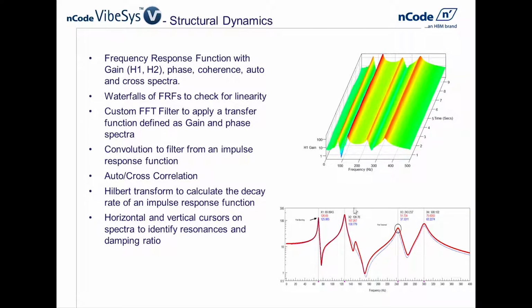And we've got cursors that you can apply on both waterfalls, but here mostly we will use them on the FRFs to understand what are the model frequencies, and via horizontal cursors we can derive what's the minus 3 dB delta F, and therefore the damping ratio again.